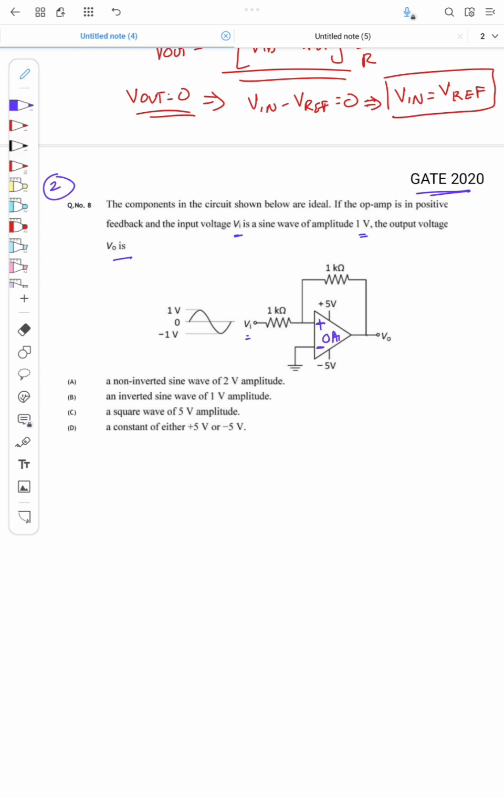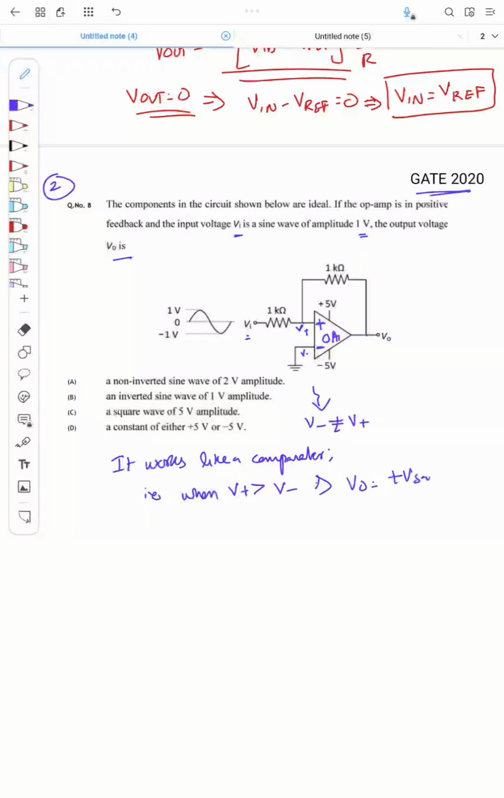So what happens in this configuration, V minus won't be equal to V plus. V minus is the voltage at this node, and V plus is the voltage at this node. That is, it won't follow the virtual ground concept. It works like a comparator. That is, when V plus is greater than V minus, Vout will be plus Vsat, and when V plus is less than V minus, Vout will be equal to minus Vsat.